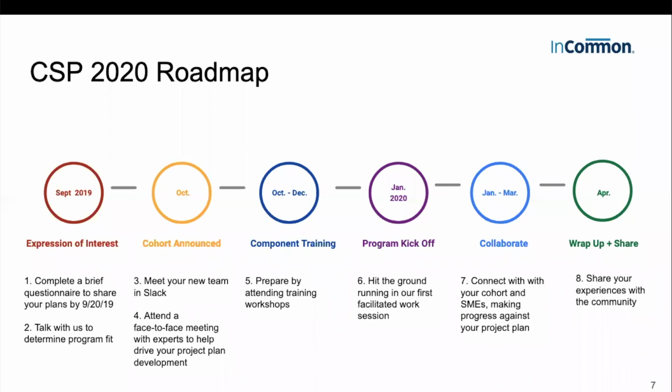As I mentioned, we have a full suite of training in October through December. So we're hoping that people can, with their newly scoped project plan, go out and get the right training so that we can all come back together and hit the ground running in January. January through March, that's where I mentioned we'll have some of these bi-weekly sessions so that you're able to directly connect with the rest of your cohort, subject matter experts, et cetera.